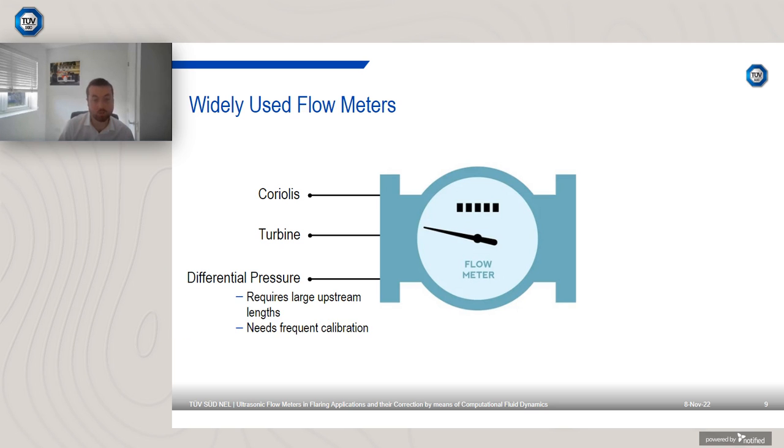We also have differential pressure meters. So this might be a Venturi meter, a cone meter, or an elbow meter. We have seen a few elbow meters within flare systems. However, we usually do require a large upstream length with these differential pressure meters, and sometimes they need to be calibrated quite frequently.